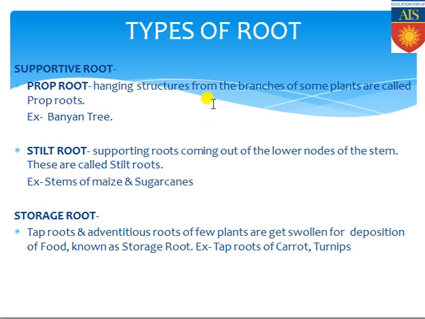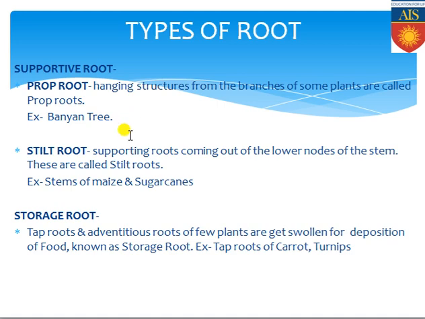So like that, the first type of supportive root is prop root. Prop root is a type of root which hangs from the branches of the plants, and these specific roots are exclusively present for providing support to the large branches of the plants. An example is the banyan tree, because in the banyan tree you can see roots arising from the stem or the branches, hanging downward, and also penetrating the soil and entering it. So automatically it is carrying the entire weight of the plant body as well as providing support.